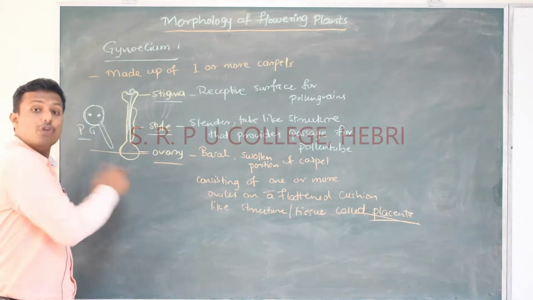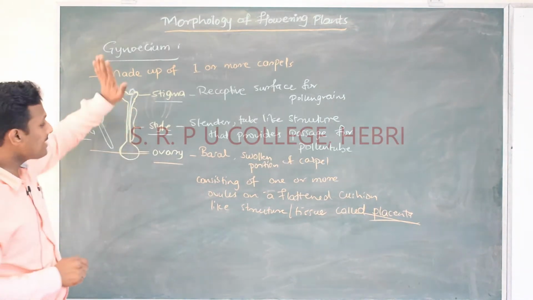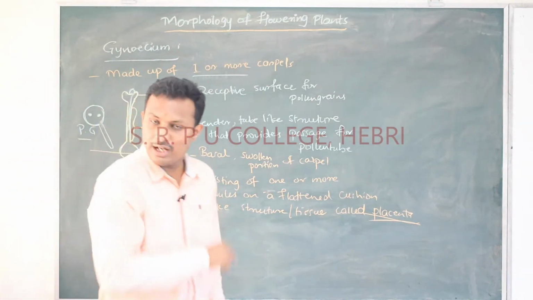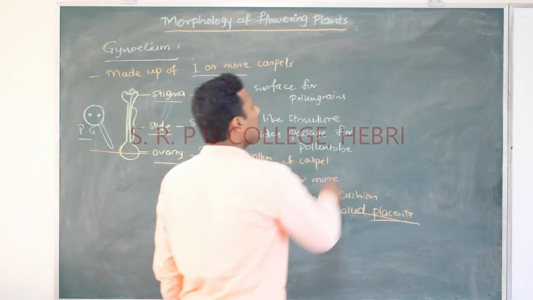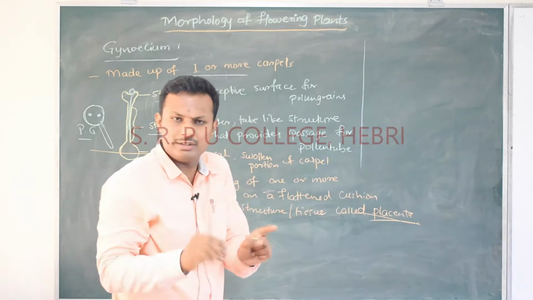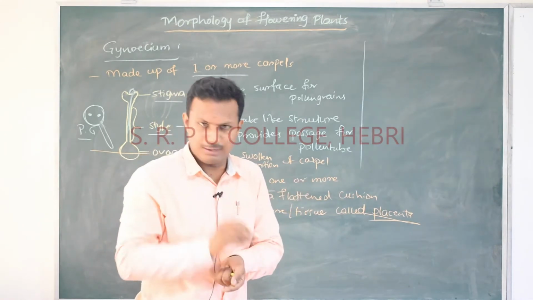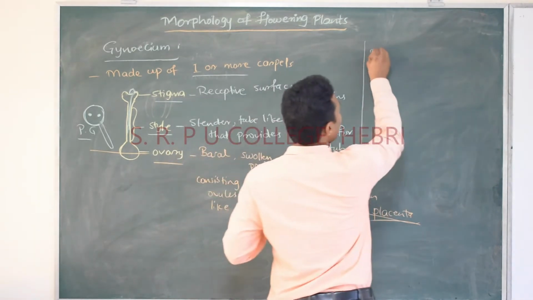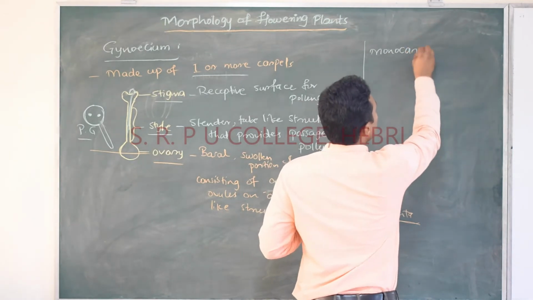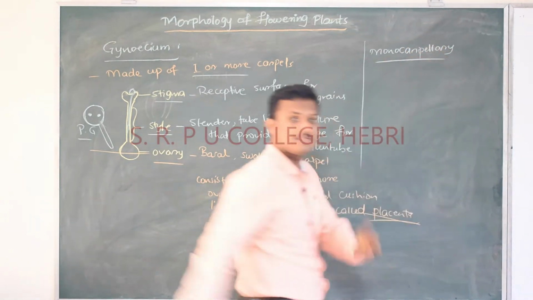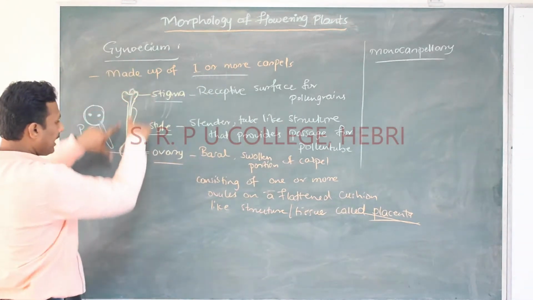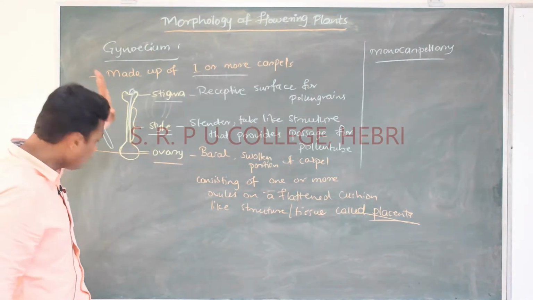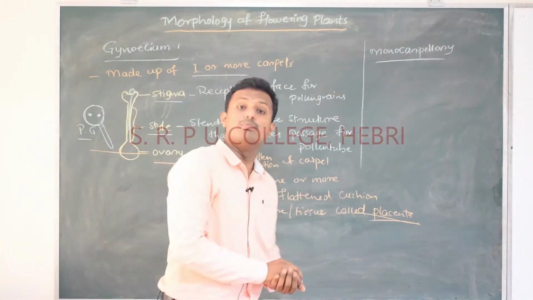So here the carpels, as I told you, can be one or more. In a flower, there may be only one carpel or maybe more. If it is only one carpel, it will always be one. There is no question of fusing with another carpel because it is only one. If there is only one, we call it monocarpellary. Monocarpellary means single carpel. This entire structure, stigma, style and ovary together, we call a carpel. So if there is only one in the flower, that is called monocarpellary.